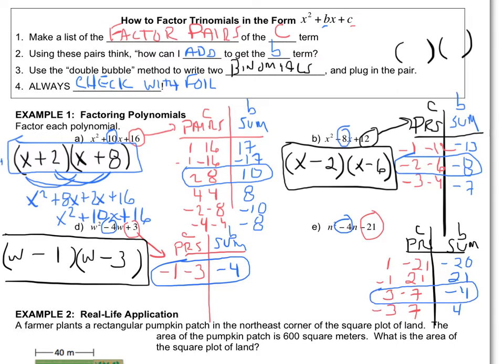So when I make my double bubble, I get n plus 3, n minus 7.